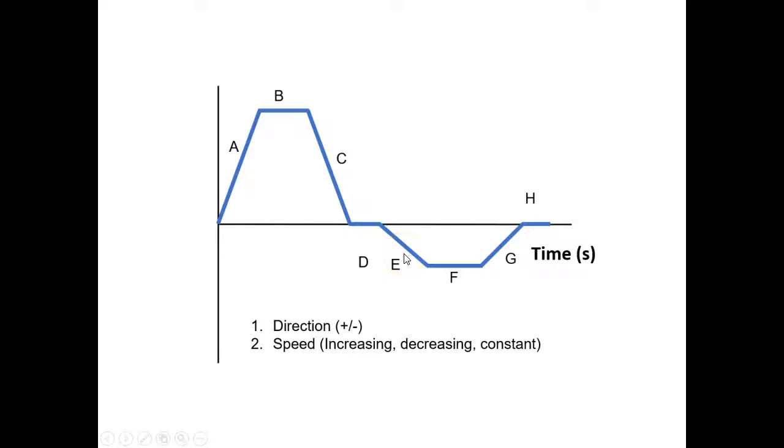E, negative direction because we're below the x-axis. It's important that you understand that that's the reason why the direction is negative, not because the slope is negative. Because the slope of G is positive, but it's still moving in a negative direction because the slope doesn't matter for a velocity versus time graph. So negative y values, negative direction.